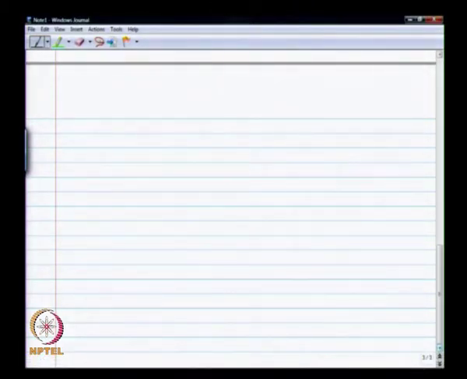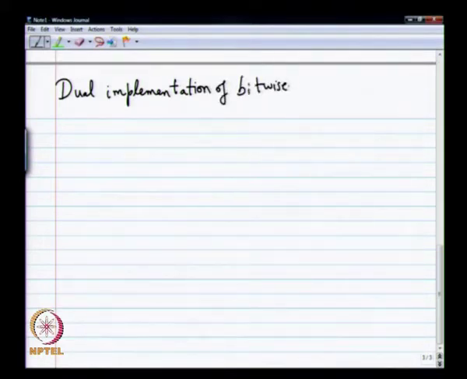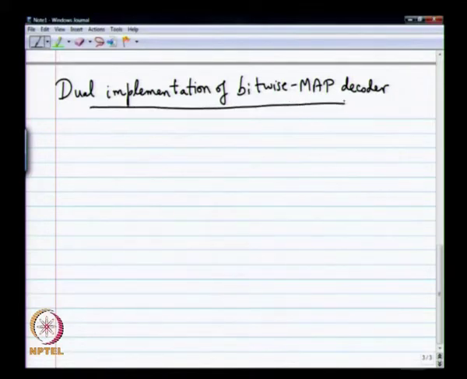Okay, so what we are going to see next is just this one more thing about the bitwise MAP decoder. After that, we will move on to something a little bit different. Okay, so I will call this the dual implementation of the bitwise MAP decoder. Okay, so this is a crucial idea.